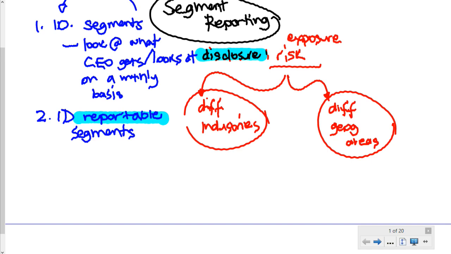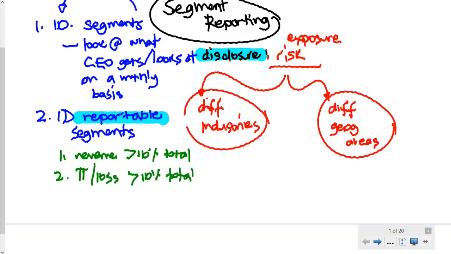It looks at a couple of things, four in total. It's any one of these where revenue is more than 10% of the total. If the revenue of that segment is more than 10% of the total, it's a reportable segment. If profit or loss is more than 10% of the total, that's a reportable segment. If total assets are more than 10% of the total, that's a segment. So those are the first three. Or.